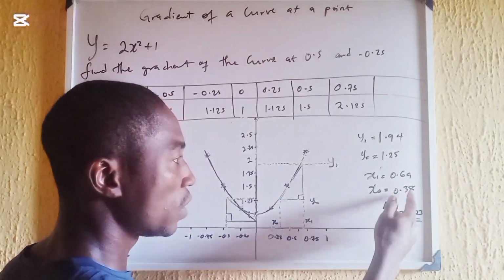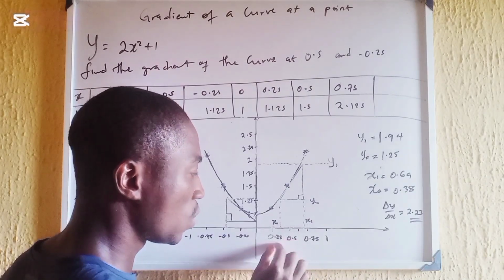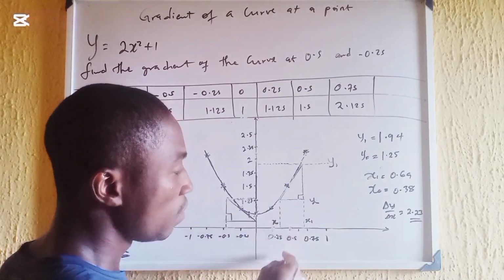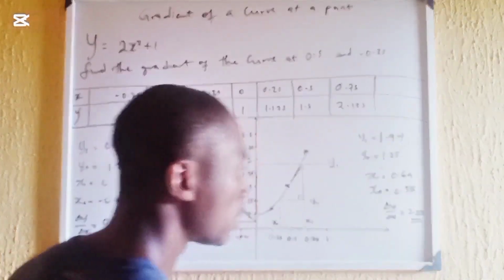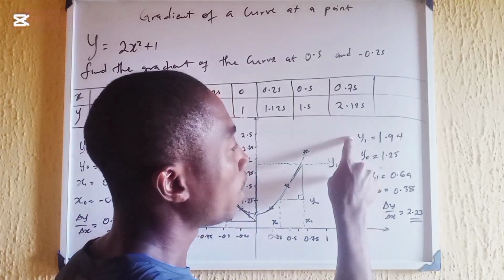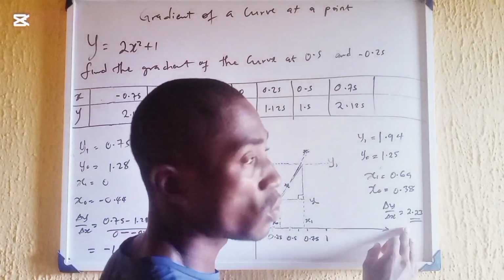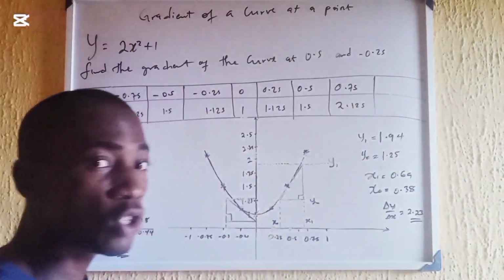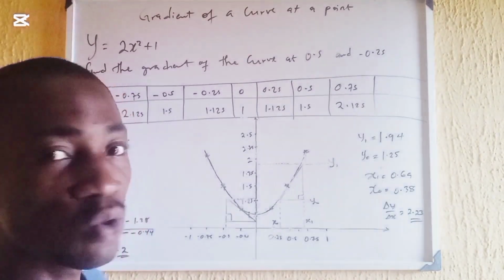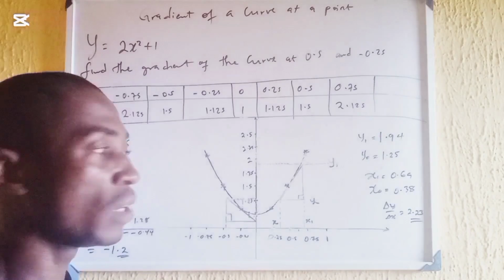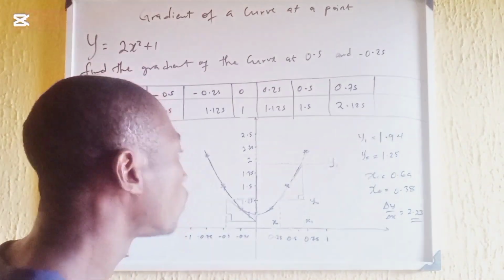Yx0 is approximately 0.38. This is 0.25. This is 0.5. So from my estimation, it should be 0.38. So when you do y1 minus y0 over x1 minus x0, you'll be getting approximately 2.23. You can plot your own graph. You may not get 2.23, but you should get a value that is very close to 2.